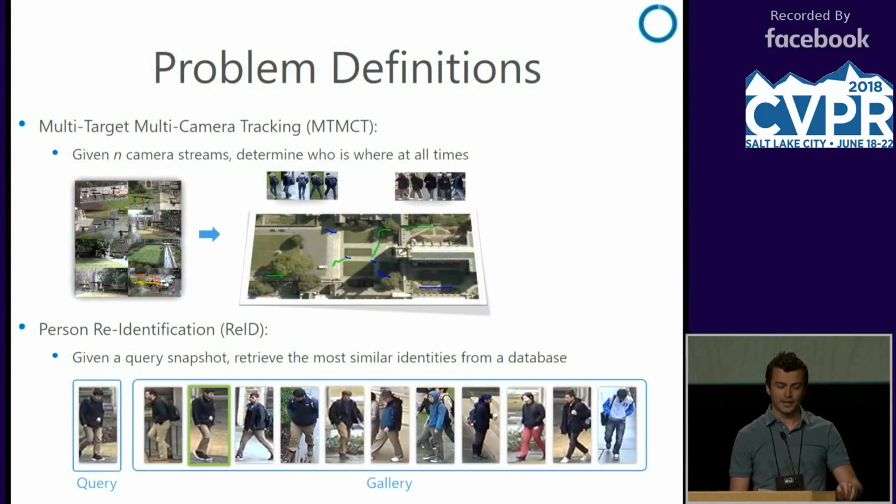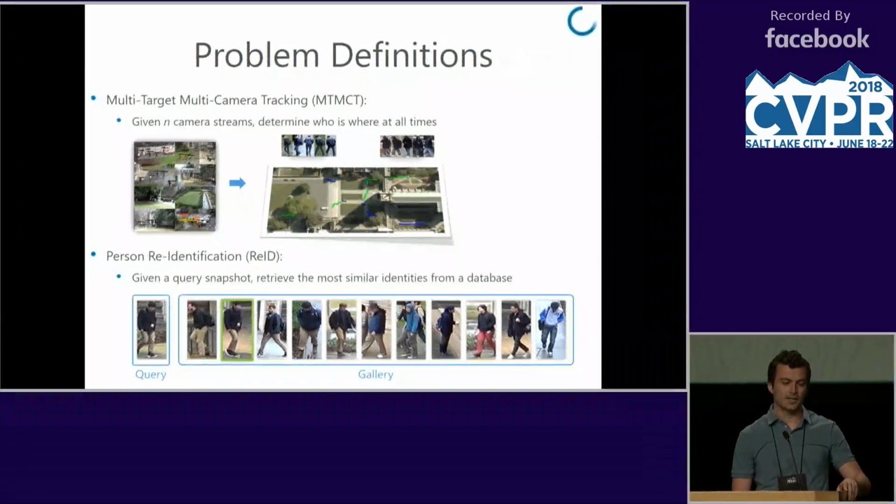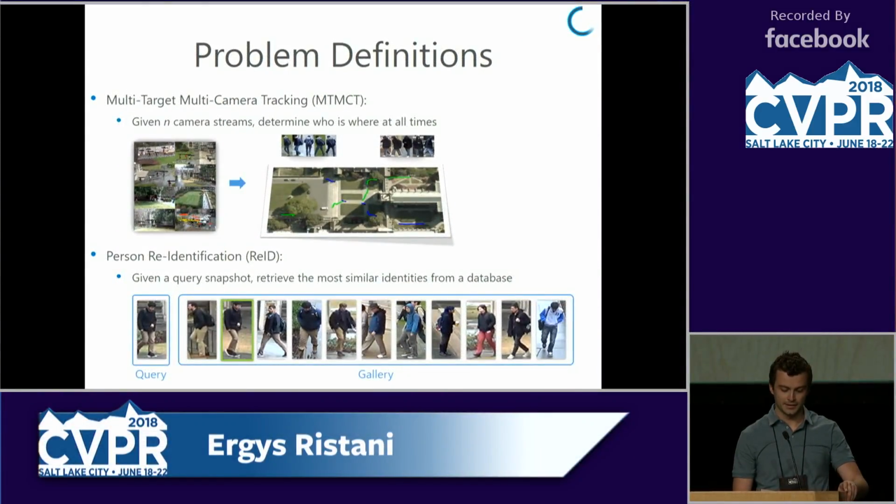In MTMC tracking, the input is a set of video streams from different cameras, and the goal is to determine who is where at all times. The result is a set of multi-camera trajectories. In person re-ID, the input is a query image. The goal is to retrieve, using appearance similarity, those images in the gallery that match the query's identity.